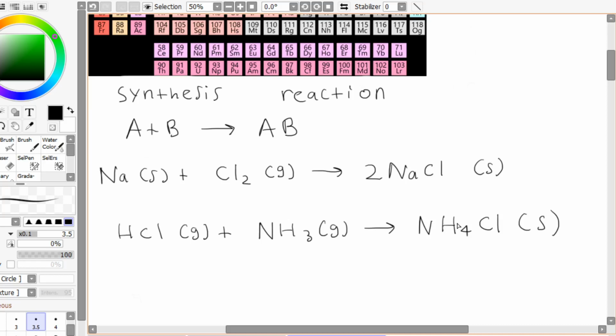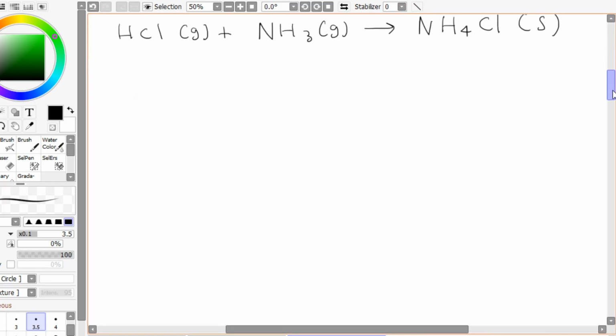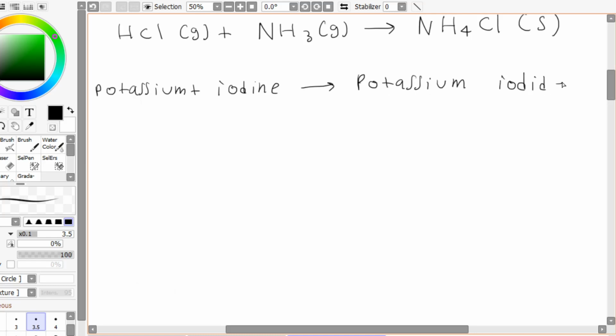Let's do an example for balancing a synthesis reaction. Say we want to do potassium and then iodine to make potassium iodide. Alright, so I'm going to write this out first like this. So we have potassium plus iodine yields potassium iodide. And it's a synthesis because from two elements you make one compound. It is in the form of A plus B giving AB.